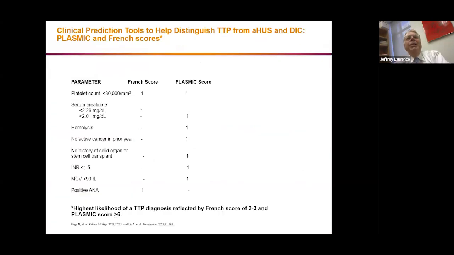There's something called a PLASMIC score. Some people would rather use the French score. The PLASMIC score has 7 components to it. The French score has 3. But there's basically only 2 things you need to pay attention to here.